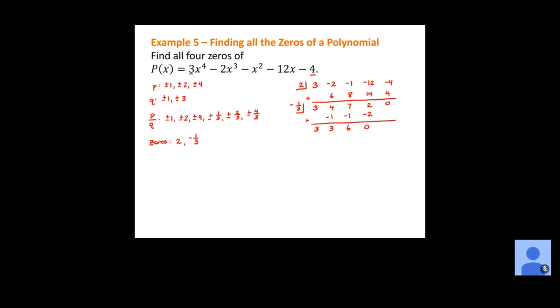Now, at that point, we've taken out 2 of our zeros. We started with x to the 4th. So we know this line down here represents a quadratic, x squared. I'm going to go ahead and start listing out our factors. This is x minus 2, x plus 1/3, and then 3x squared plus 3x plus 6.